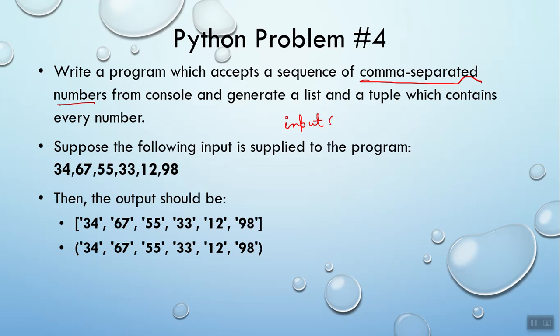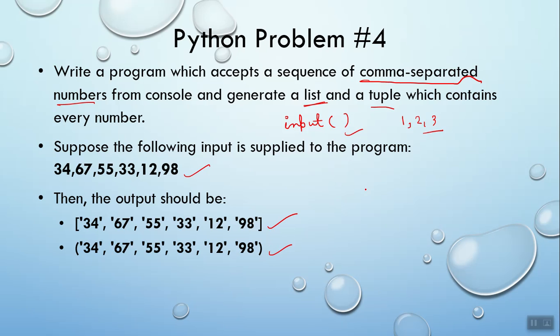Input. By this function, you can take values which will be comma separated, like 1, 2, 3, this way, from the console, and generate a list and a tuple. So what you have to do is take these numbers and make them into a list and a tuple. There is an example for this, you can look at it. You have to generate this and this, and simply print them.